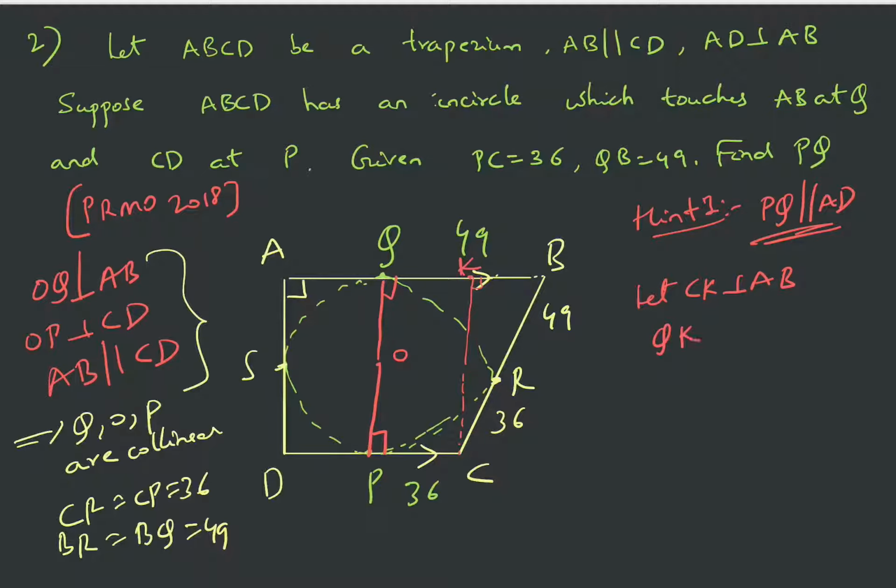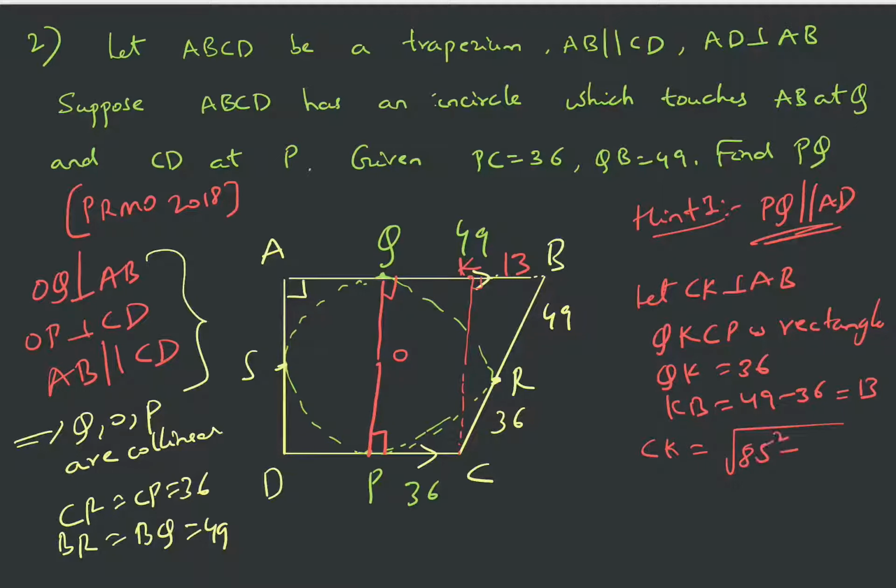Now clearly QKCP is a rectangle, right? So QK is nothing but 36. Then KB is 49 minus 36, which is 13. So this is 13 and BC is 85. Now simply you can say that CK is nothing but the square root of 85 square minus 13 square. This you will get as 84. Now since this is a rectangle, CK will be equal to PQ. So PQ is also equal to 84.